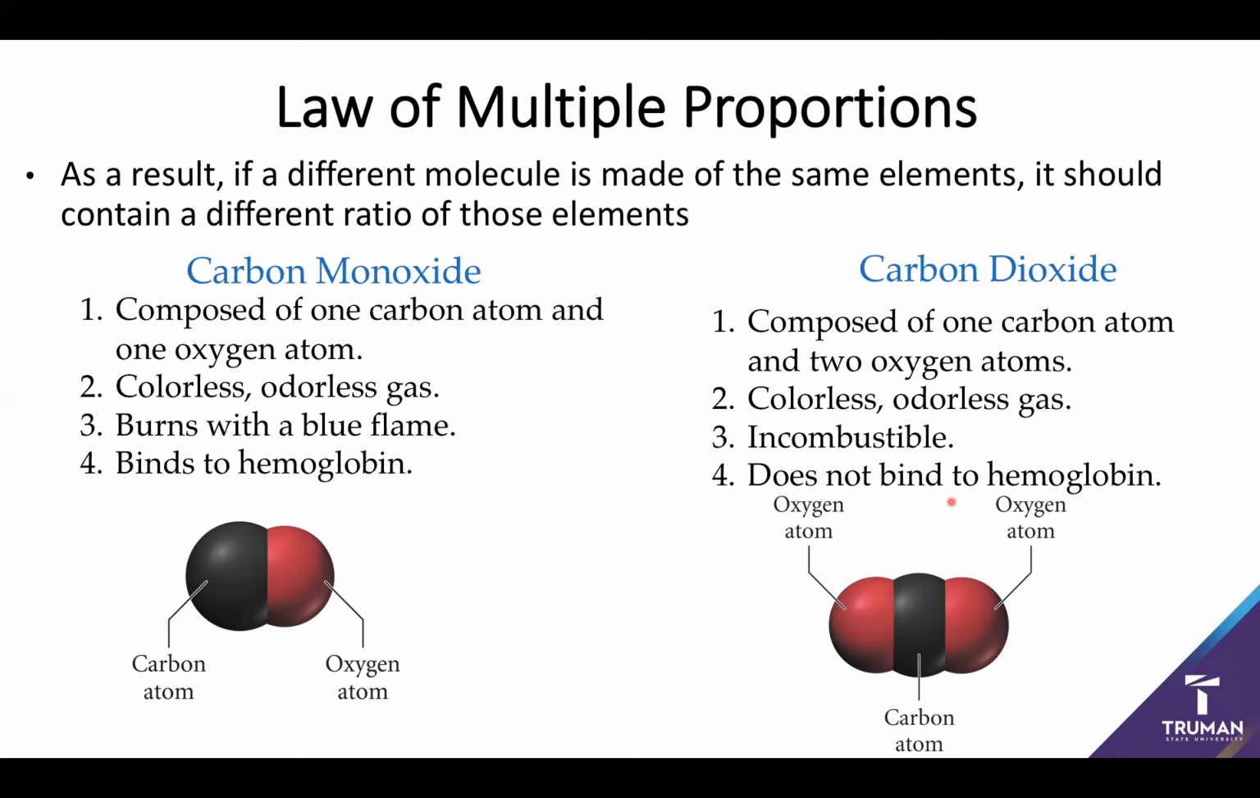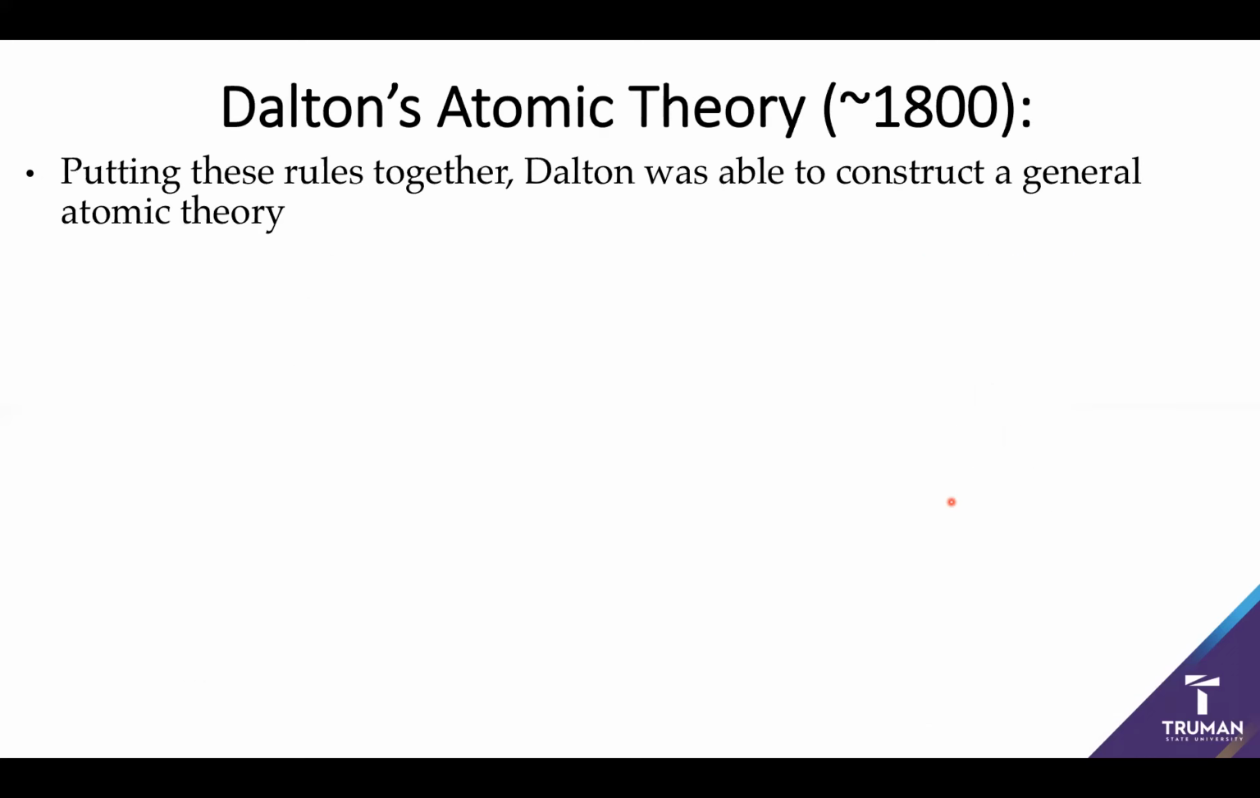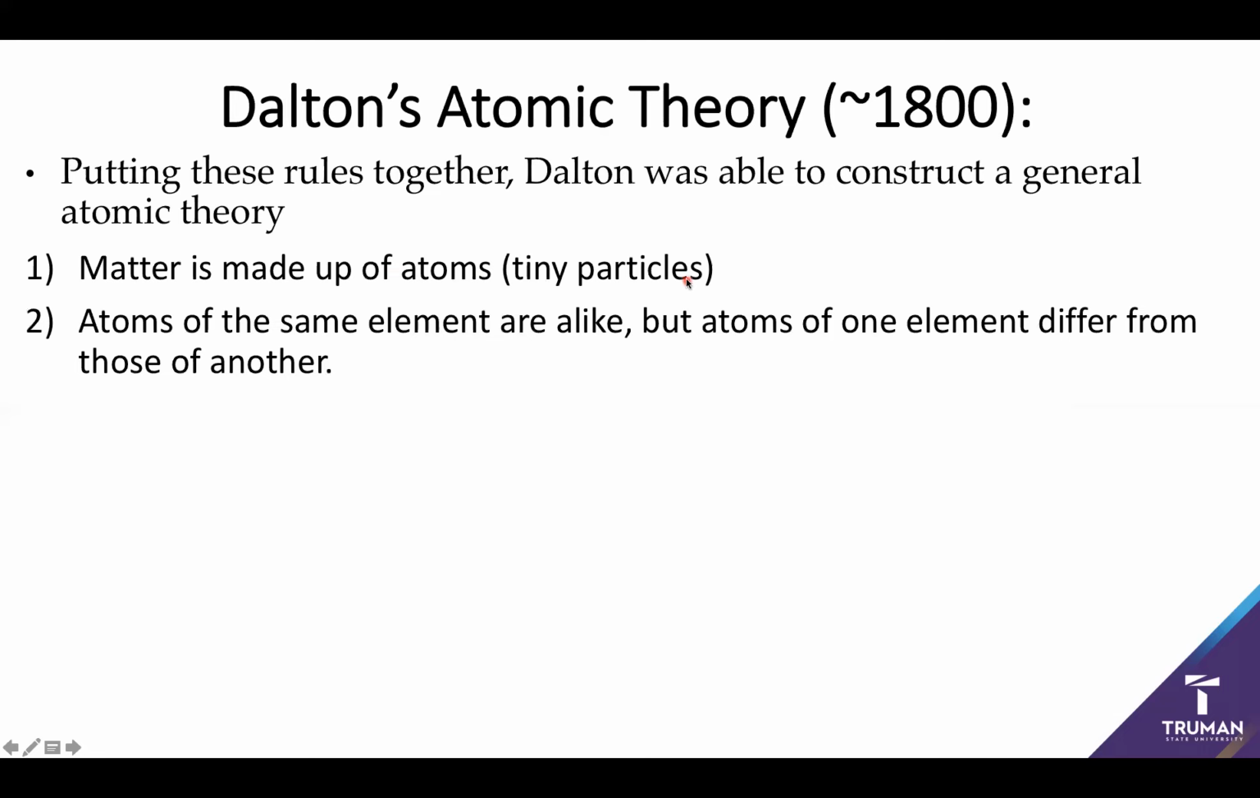And so Dalton, in addition to coming up with the laws of proportions and multiple proportions, put together the first definitive atomic theory, where he said that atoms follow a set of 4 key rules. First, matter is made up of atoms. So if you have any form of matter, it's going to be made up of atoms, which are just, again, these tiny particles. Atoms of a given element are all going to be the same, but atoms of different elements are going to have different properties.